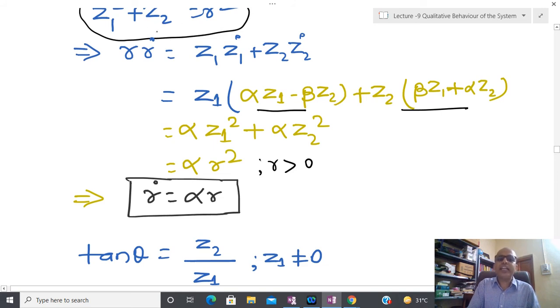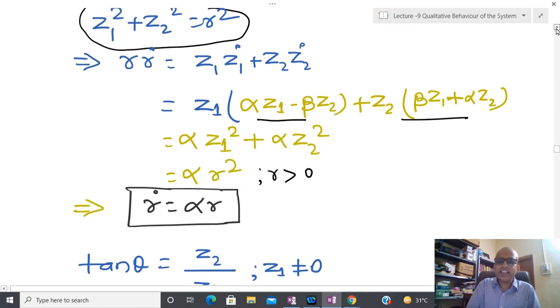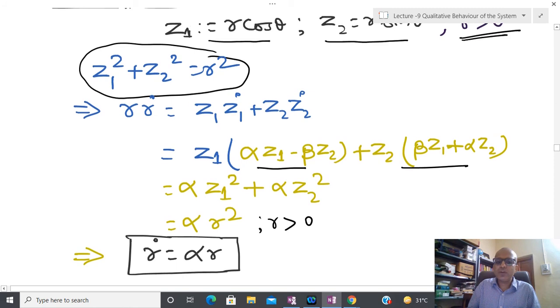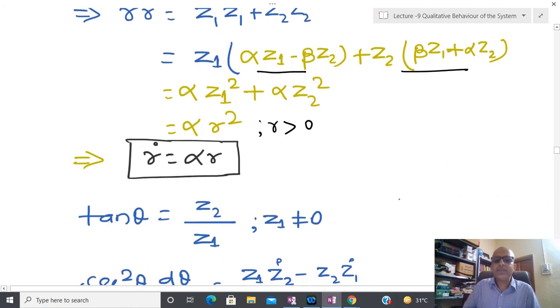So I am excluding that case. I am telling that whatever analysis I am going to do, that is not true when r equal to 0. Otherwise I cannot cancel r and r from here. And that is an obvious case because I know the behavior at z1 equal to 0 and z2 equal to 0. If that is an equilibrium point, then if I start from there, I am going to stay there. So I do not worry about the equilibrium point.